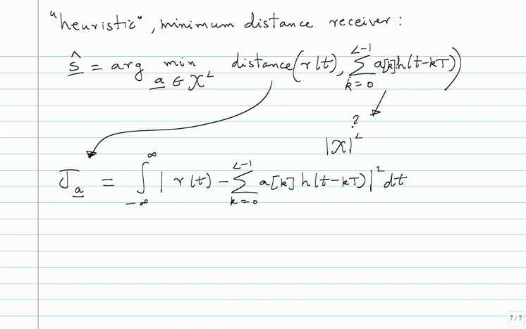Is there a question? J_A is a number. It's actually a real number. What's inside the modulus is a continuous time signal, a continuous time complex signal. R of t is a continuous time complex signal.